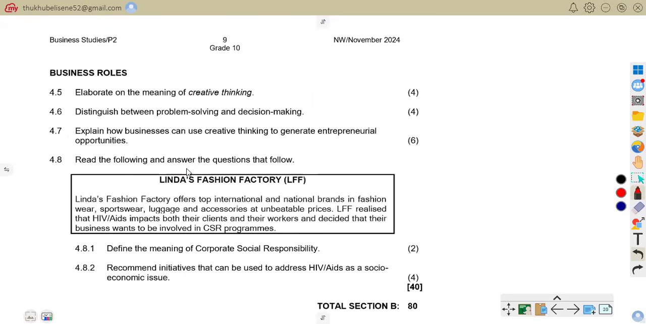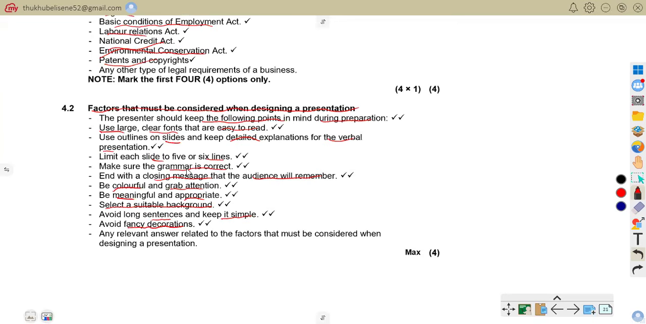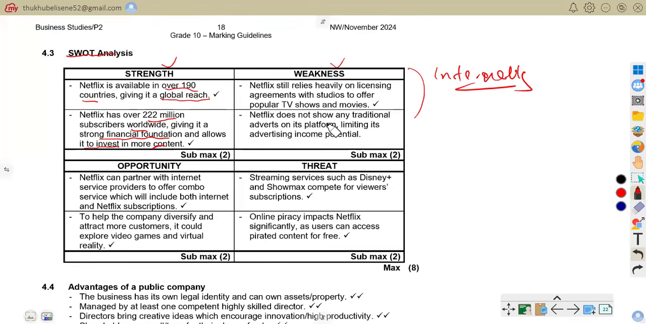Now let us move on to the weakness, which is also found internally in the business. Netflix still relies heavily on licensing agreements with studios to offer popular TV shows and movies. So they have to rely on licensing. As you know, we have to pay for licensing, and then we have to part ways with some of our profit. So that becomes a cost we are going to incur.